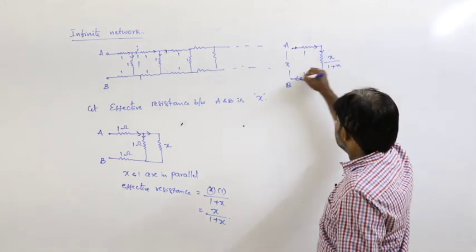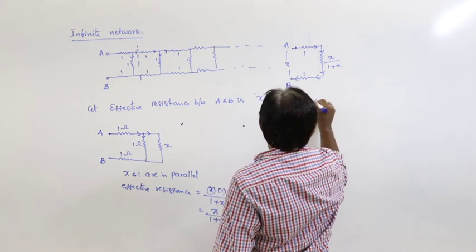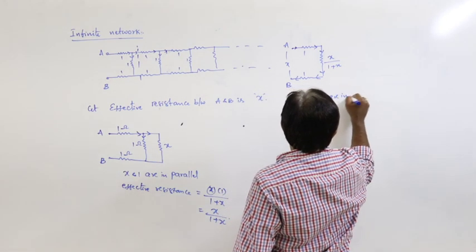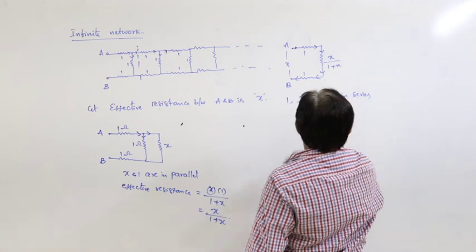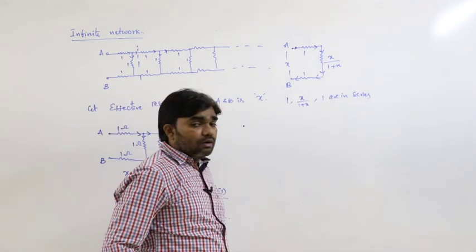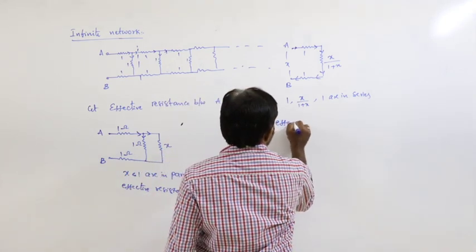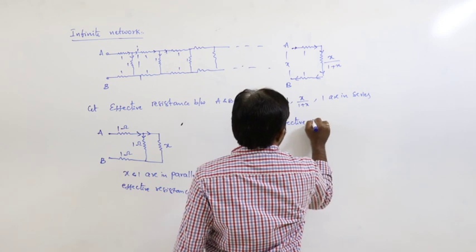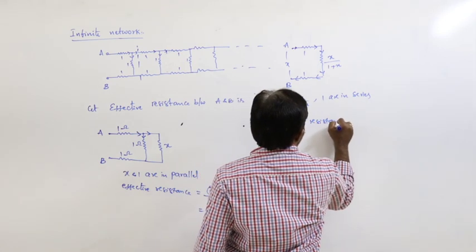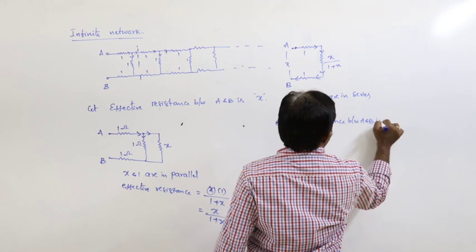Only current passes like this. Here 1, x by 1 plus x, and 1 are in series. And the effective resistance between A and B is x.